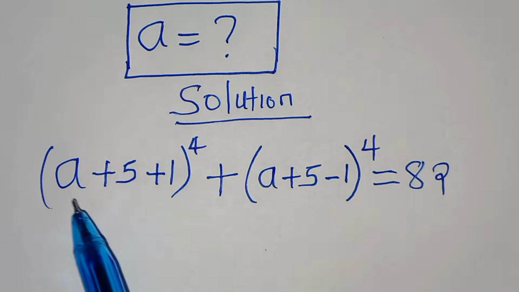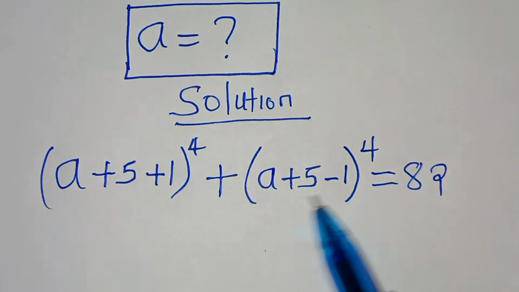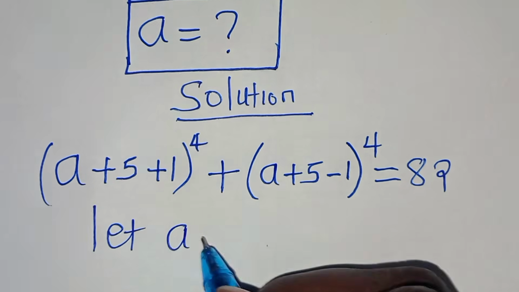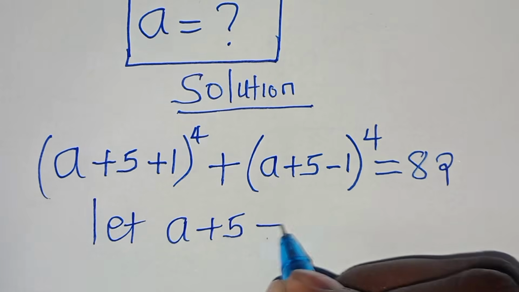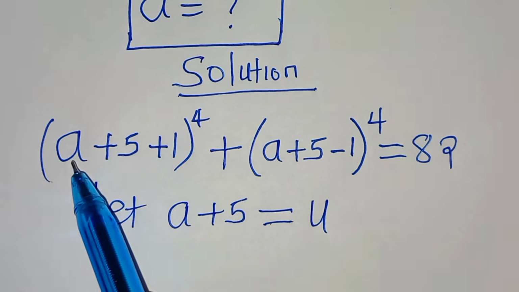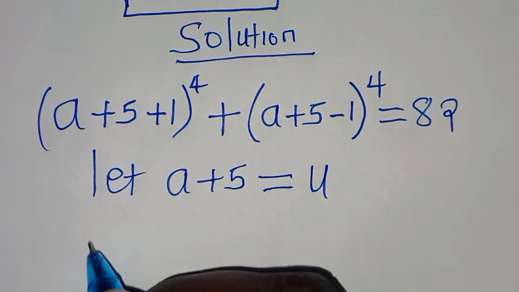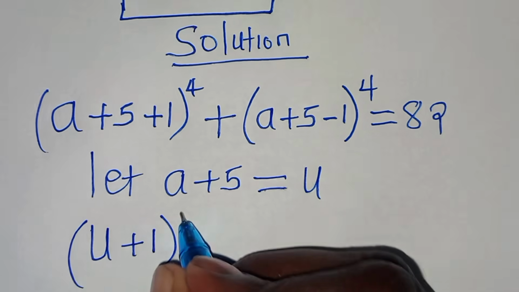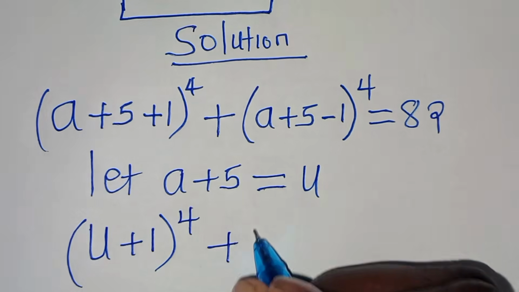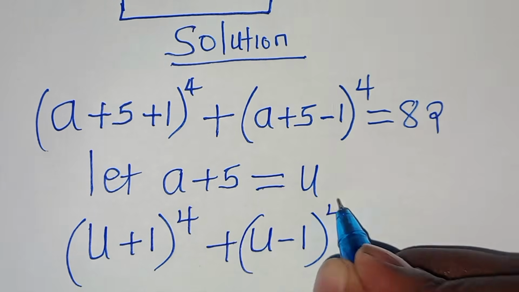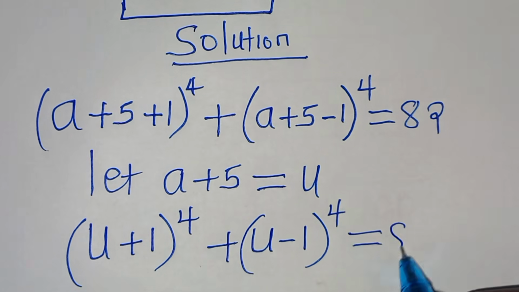Now the next step is that we have a plus 5 is common here, so we can let a plus 5 be equal to u. So let's substitute u where we have a plus 5, so that we have (u+1)^4 plus (u-1)^4. This is equal to 82.